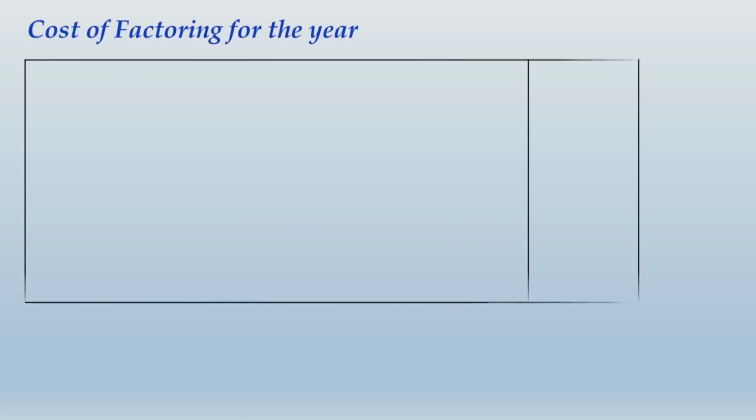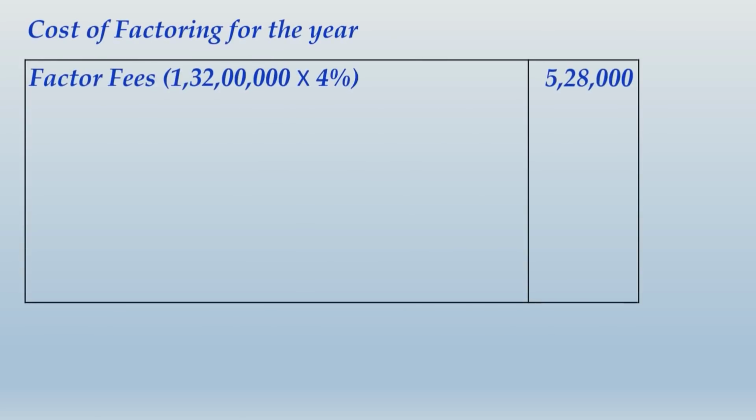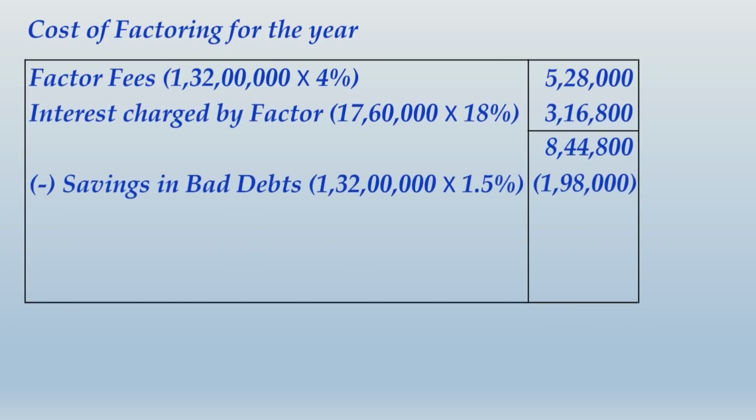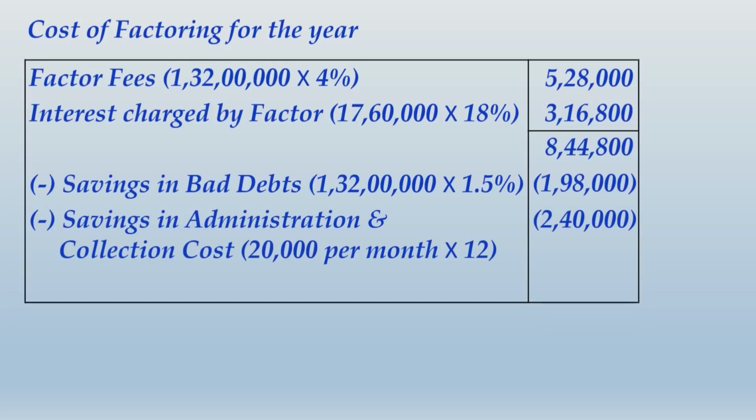Let us move ahead and look into the cost of factoring for the year. Factor fees will be 1 crore 32 lakhs into 4%. Interest charged by factor will be 18% of 17 lakh 60,000, and the total cost comes to 8 lakh 44,800. Then the savings in bad debts will be 1.5% of 1 crore 32 lakhs, that is 1 lakh 98,000. Savings in administration and collection cost will be rupees 20,000 per month into 12, that will be 2 lakh 40,000.